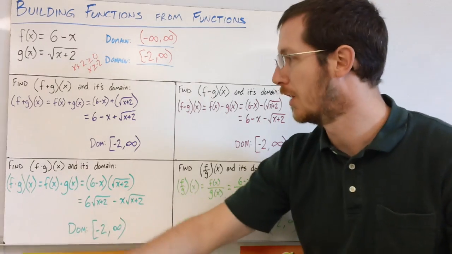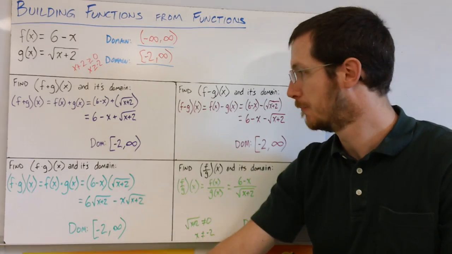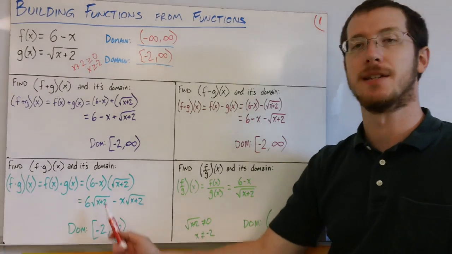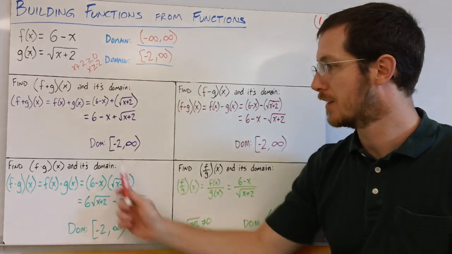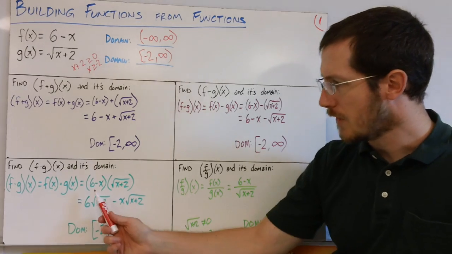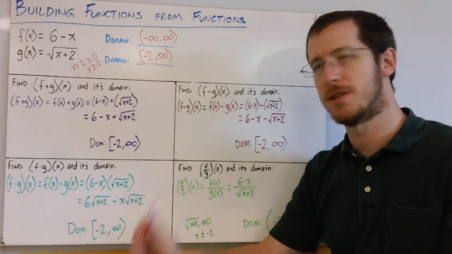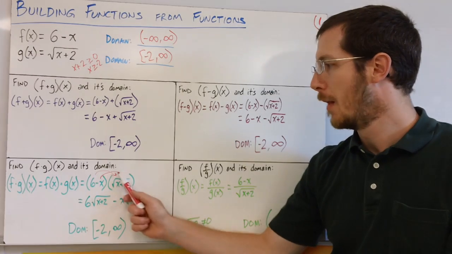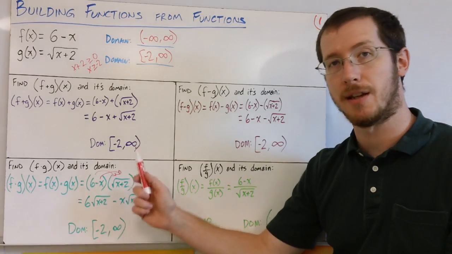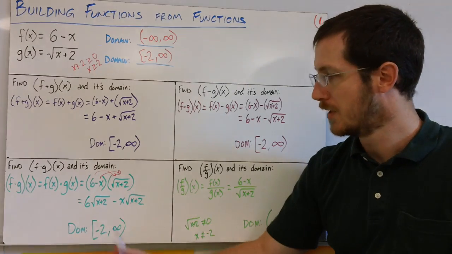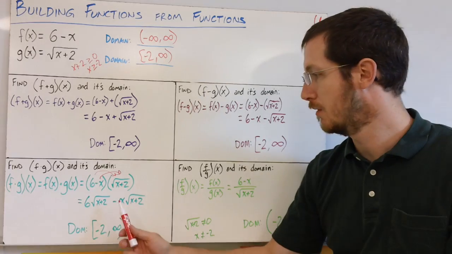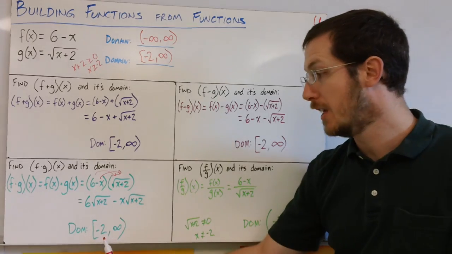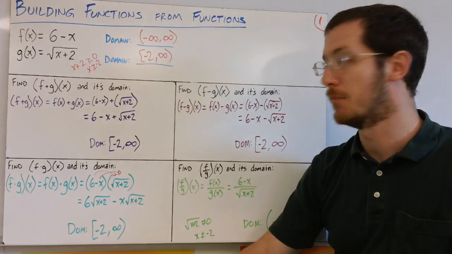All right, now let's multiply. If we have f times g of x, we can rewrite it f of x times g of x. Again, substitute the functions in for f of x and g of x. So we've got 6 minus x times the square root of x plus 2. We can use our distributive property to multiply the 6 and the negative x by the radical. So we get 6 times root x plus 2 minus x times root x plus 2. Domain, same thing in this function as well.